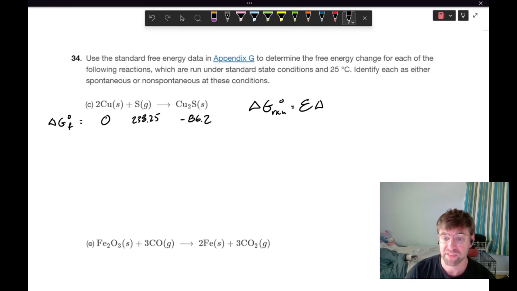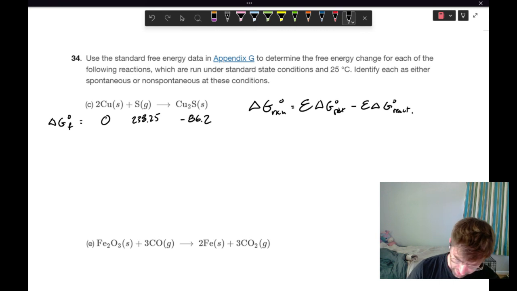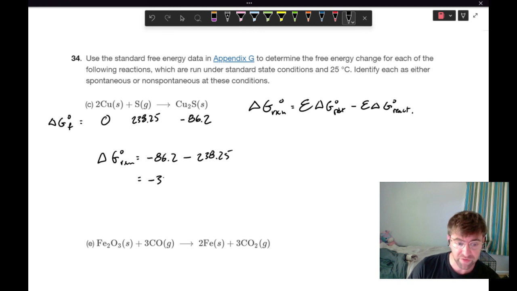Now our standard Gibbs free energy of the reaction, very similar to what we were looking at with entropy, is simply the sum of all products minus the sum of all reactants. So we can simply plug this in. Products, negative 86.2 minus, we don't have to worry about copper, it's 0, so just 238.25, equals negative 324.5.